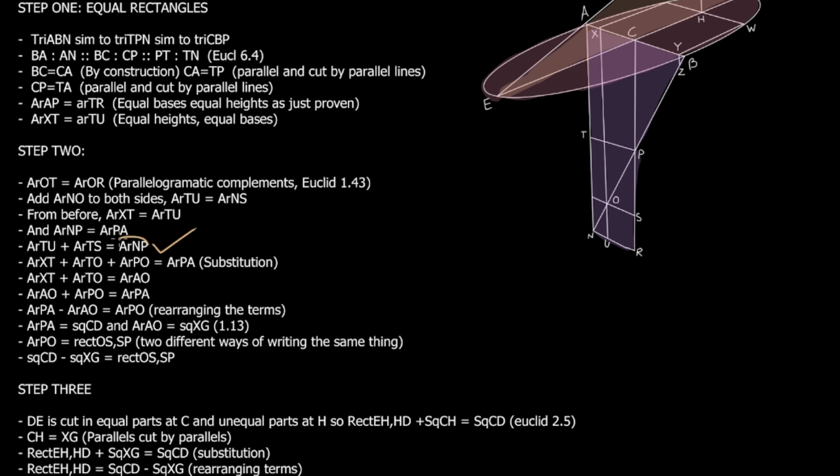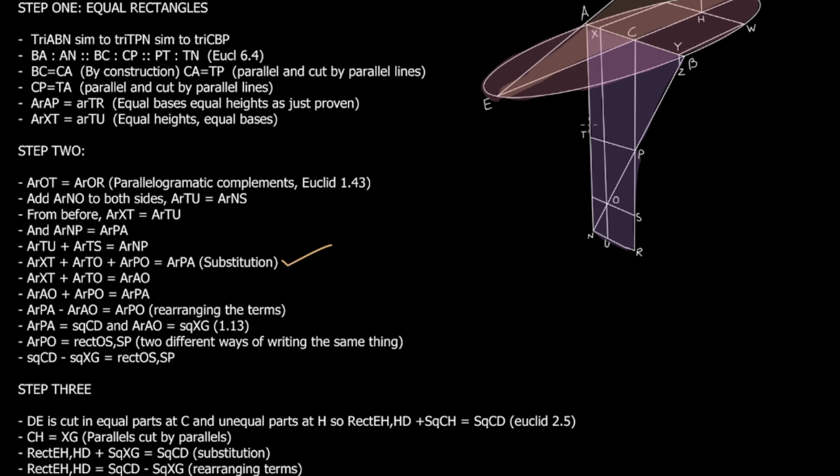And area NP is going to be substituted for area PA, as I just said. I kind of jumped the gun there. Area TU up here is going to be substituted for area XT. And then this area TS is here, and that's made up of TO and OP. So we're just going to rewrite that as TO plus OP. So we substituted out each of these terms, and that's that step.